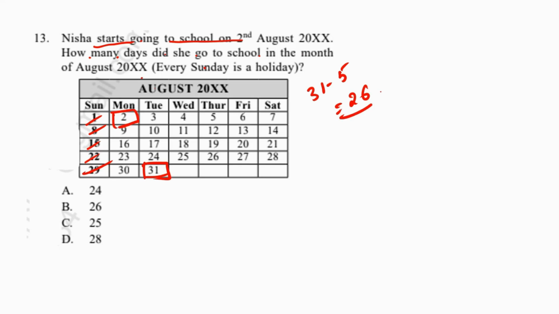A month of 31 days out of which 5 days are holidays. That means 26 working days she had. So she went to school for 26 days. Option B is the answer.